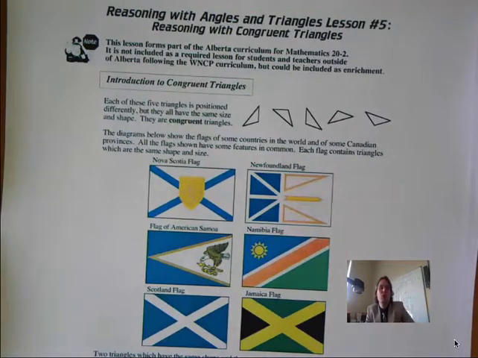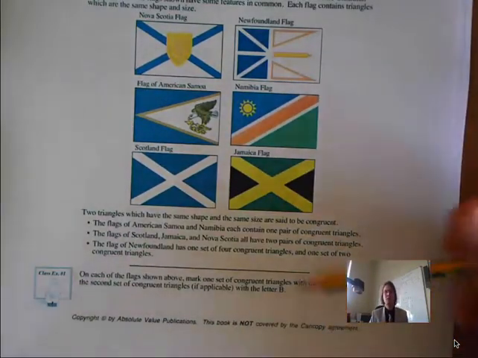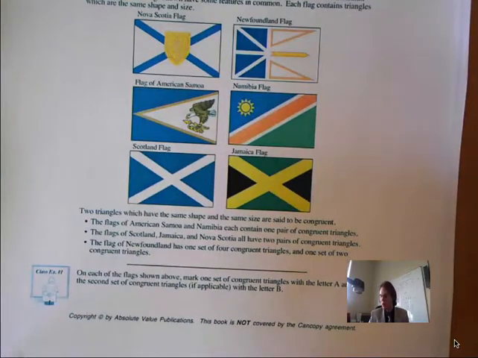Hello Math20-2, welcome to lesson 5, the last lesson for reasoning, and that is reasoning with congruent triangles. So here is our first exercise. Exercise 1 says, on each of the shown flags above, these ones here, mark the congruent triangles with letters A, and then the other set of congruent triangles with letters B.